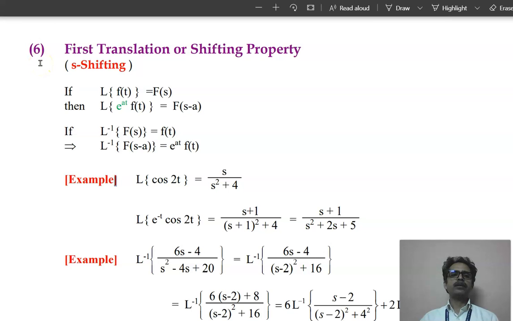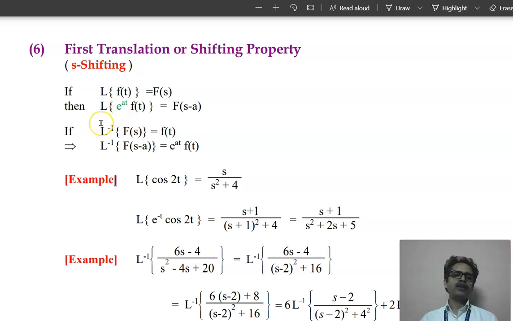Let's see now sixth property, shifting property. It is the first shifting property, or it is also called first translation property. It is also called S shifting. So if Laplace transform of the function small f of t is capital F of s, then Laplace transform of the product e raised to at into f of t is capital F of s minus a. That means if Laplace of small f of t is known as capital F of s, then we can get Laplace of the product of this function f of t with e raised to at by replacing s by s minus a in the right side.